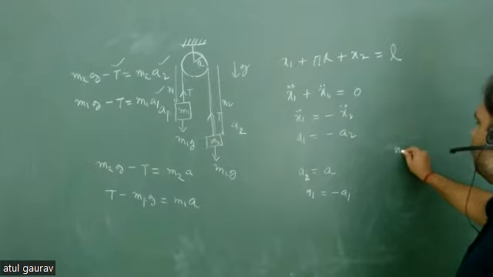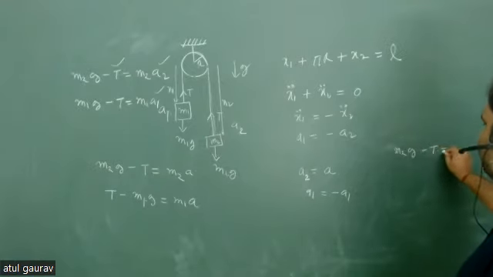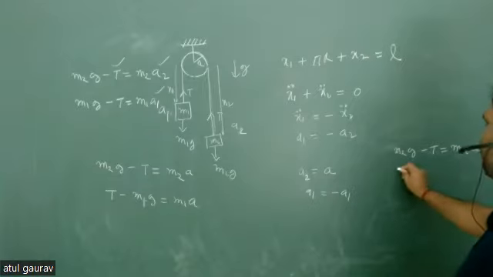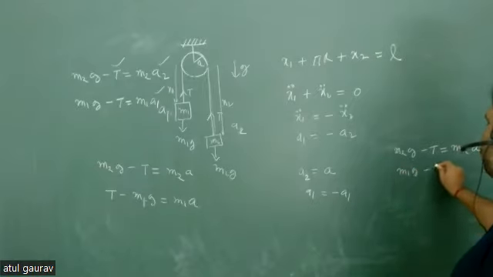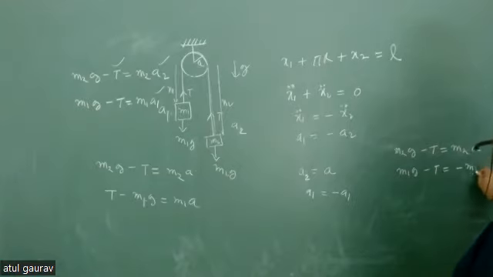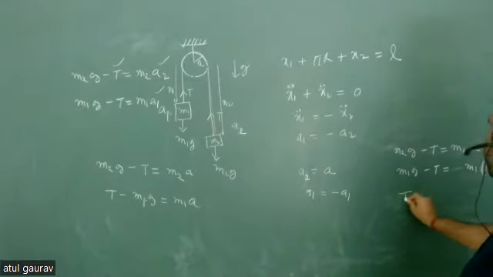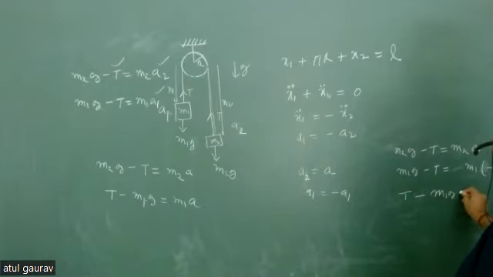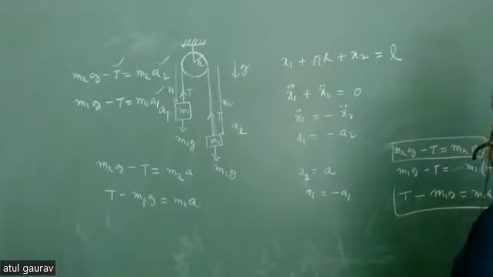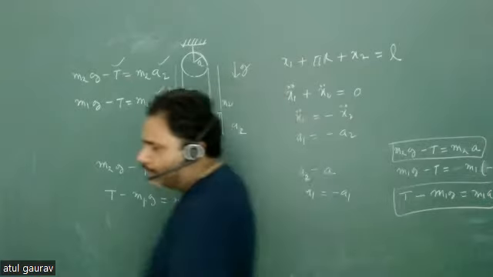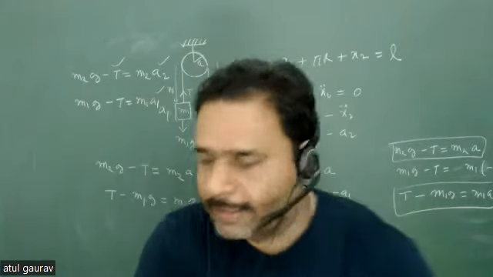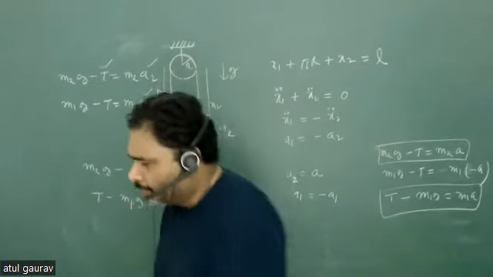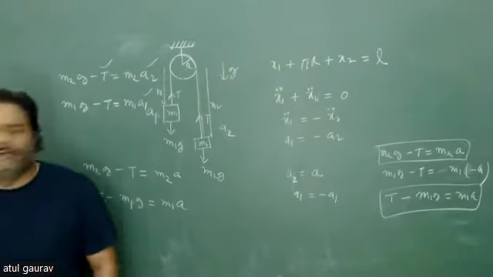Then this equation is m2g minus T is equal to m2a, and the second equation is m1g minus T is equal to minus m1a, because for m1 you can just put minus a. And now this equation can be written as T minus m1g is equal to m1a. So now you can easily solve these two equations and find either the value of tension or the value of acceleration. Now this is very trivial.